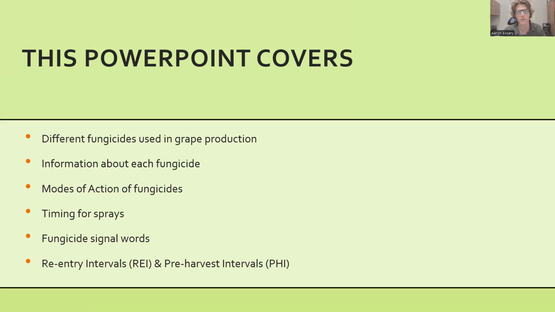So every fungicide will have a signal word. That's kind of a quick indicator of how dangerous it is. There's caution, warning, danger, danger being the most harmful. And then re-entry intervals, pre-harvest intervals, and that'll kind of tie in with timing of sprays, because for each of these fungicides, there is a time after you spray it in which you cannot legally harvest. And there's also a time after you spray it in which you cannot legally or safely enter the vineyard. That's a re-entry interval. So we'll cover all that.